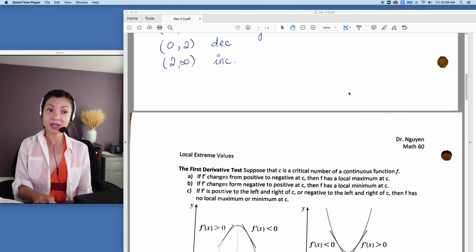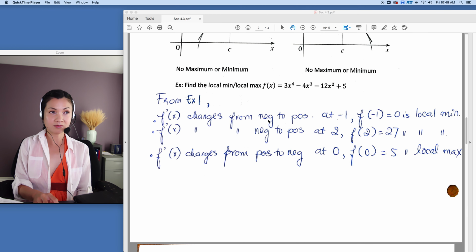So that's why I have it at this point right here, local min, because from negative to positive, local min. Max is from positive to negative. And don't forget you plug it into the original to find the local max and the local min.